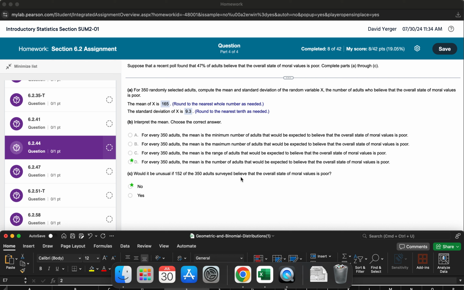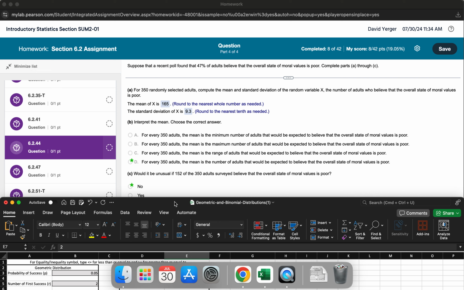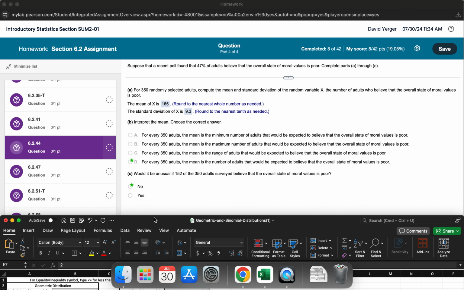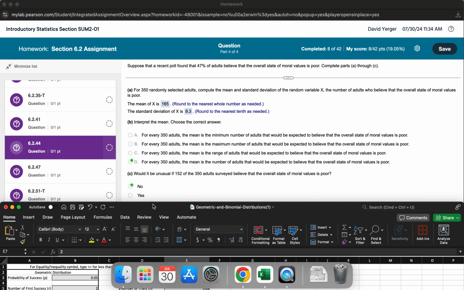And then this last one, would it be unusual if 152 of the 350 adults surveyed believe that the overall state of moral values is poor? So 152 is within one standard deviation of the mean, so not really too unusual.